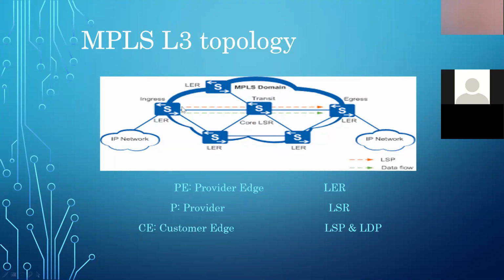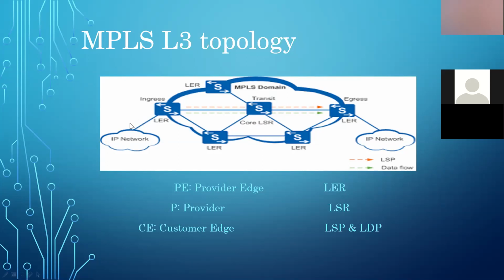For the MPLS to pass the packets, they will use this path known as the LSP. It is the path that the labels are going through, and the distribution of the labels is done by the label distribution protocol, LDP. There are manual LSPs and dynamic ones, that means the LDP.